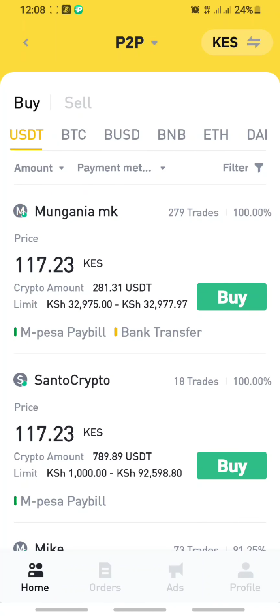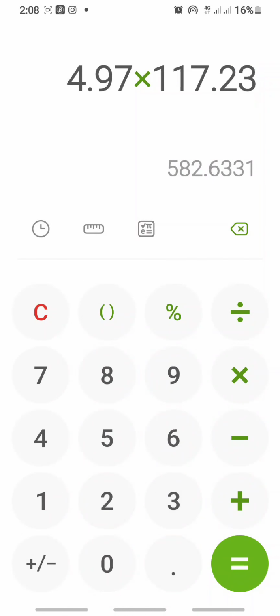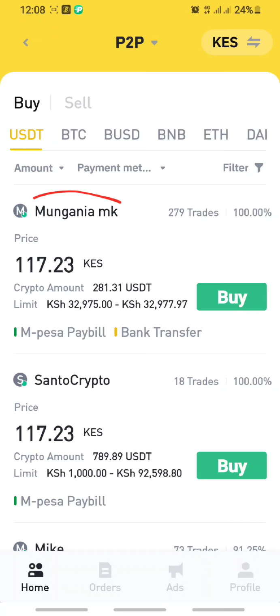So let's use this person for example. This person is selling 1 USDT for 117.23 Kenyan shillings. So it will be 4.97 times 117.23. Alright, so after multiplying the rate at which they are selling in Kenya by the Eversend rate, we got 582.6. It means we've converted it now to Naira. It means 1 USDT in Kenya is 582.6 Naira. Right, so if you buy from this person now, you'll be buying at 582.6 Naira for 1 USDT.